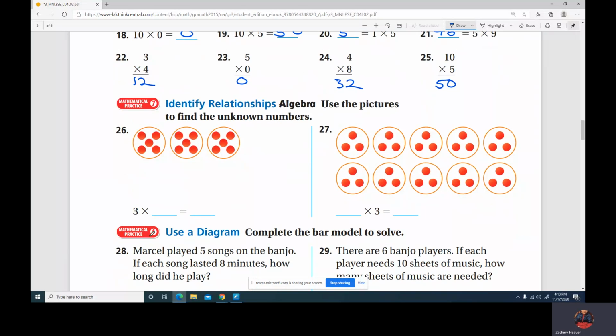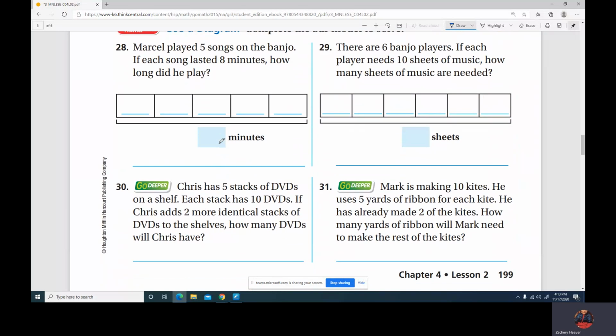And 26, you have 3 groups with 5 in each group. Let's give you 15 total. Here you have 1, 2, 3, 4, 5, 6, 7, 8, 9, 10 groups of 3, which equals 30. All right, 28 and 29.